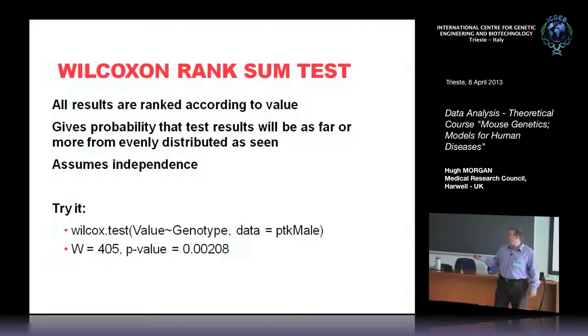To try it in R, this is what you do. Basically, all I've changed is T at the beginning to Wilcox. Everything else is the same, and it produces a p-value. This is actually 10 times bigger than I got with the T-test, so it's lost some significance, but it's still quite significant. But it is worth bearing in mind that this gives me pause to think if I'm really doing this analysis.